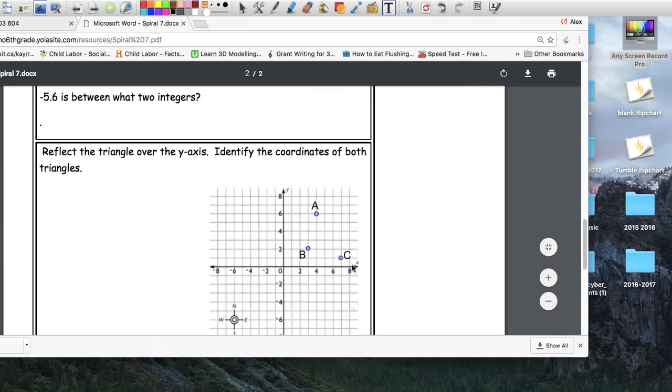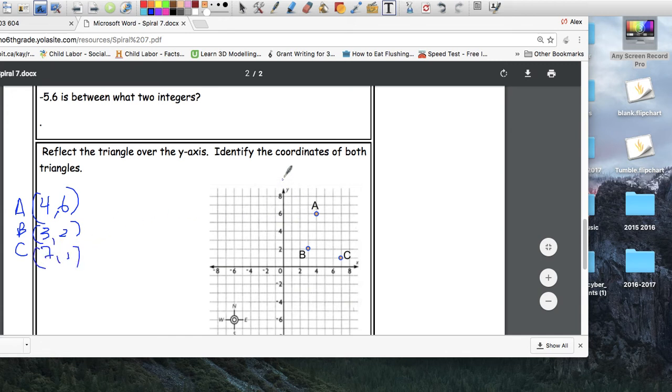Reflect the triangle over the y-axis and identify the coordinates of both triangles. So let's identify first. A, B, C. A is at 4 and 6. B is at 3 and 2. And C is at 7 and 1.